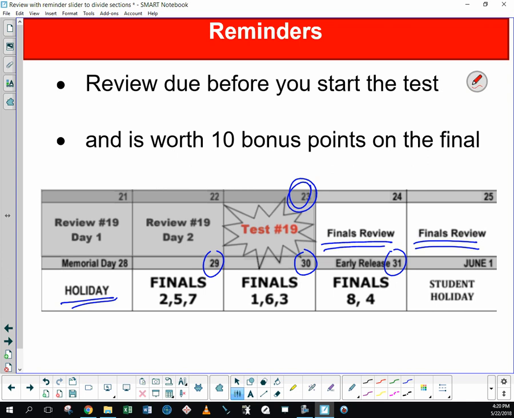I want to remind you that your final exam review is worth 10 bonus points on your final. That's something that you want to make sure you take advantage of. Also, please note that you'll need to start working on it on May 23rd. We should have passed it out in class that day, and you'll have plenty of time to get it done.